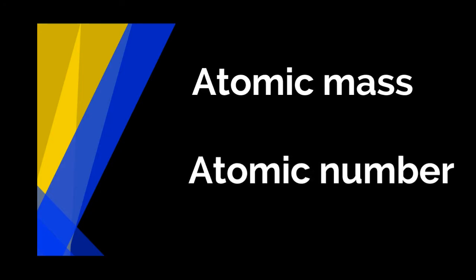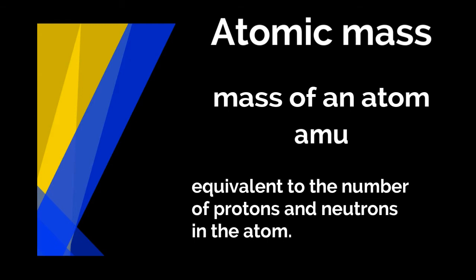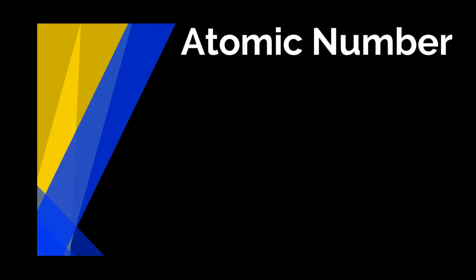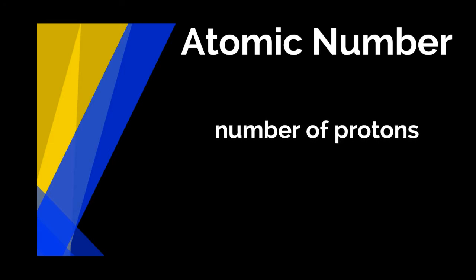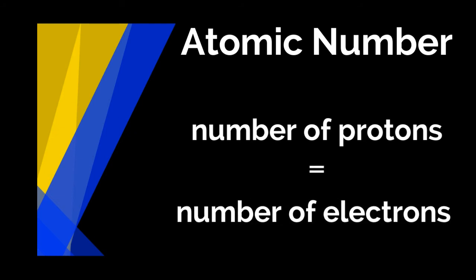Before we calculate the number of protons, neutrons, and electrons, let us define atomic mass and atomic number. What is atomic mass? The atomic mass is the mass of an atom. Although the SI unit of mass is the kilogram, atomic mass is often expressed in atomic mass units. Atomic mass is approximately equivalent to the number of protons and neutrons in the atom. What is atomic number? Atomic number is the number of protons found in the nucleus of every atom of that element. If the atom is neutral, the number of electrons will be equal to the number of protons.